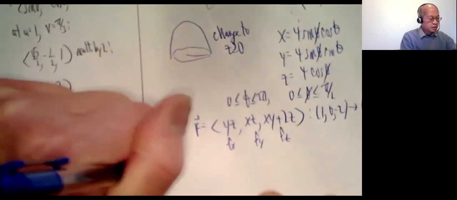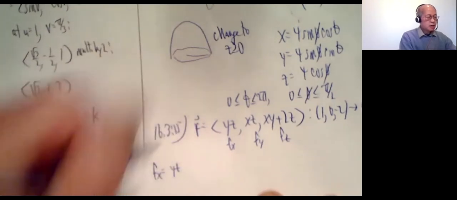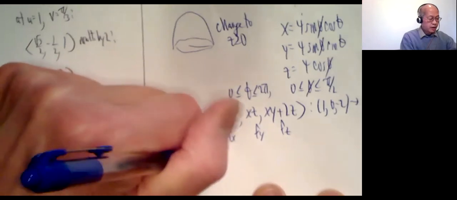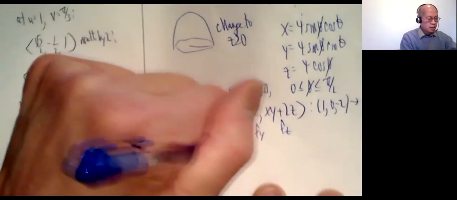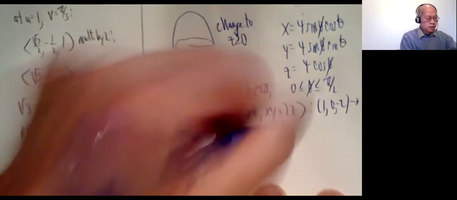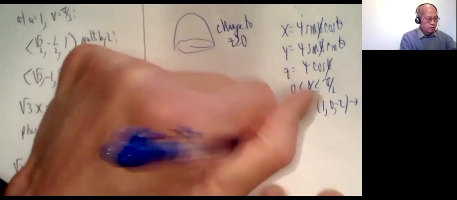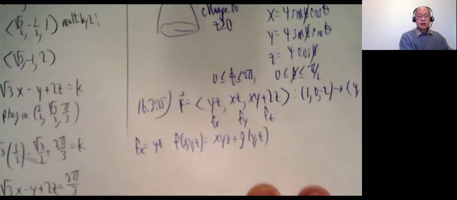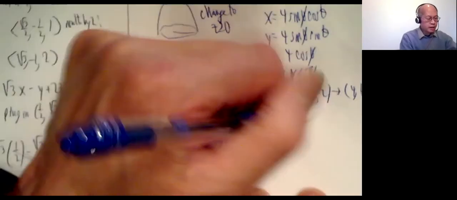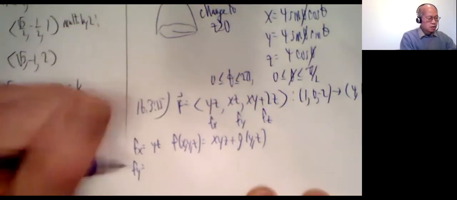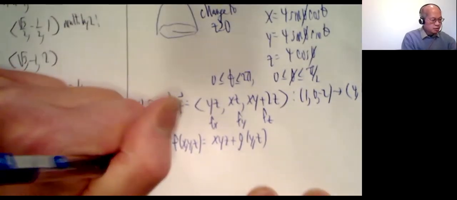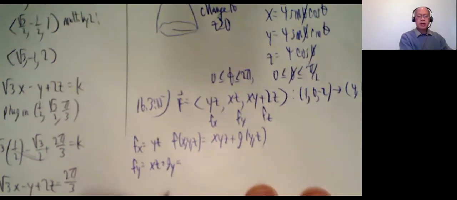So Fx is yz. Integrate with respect to x. F of x, y, z is xyz plus g of y, z. And then I differentiate with respect to y. So the derivative with respect to y is xz plus g sub y.